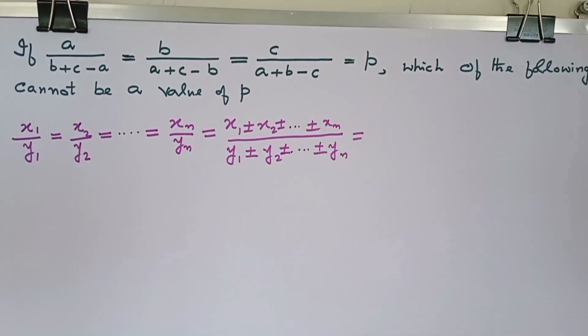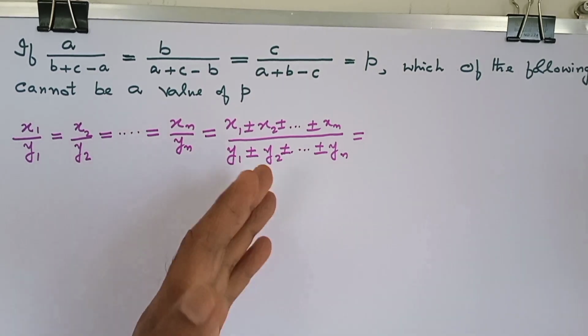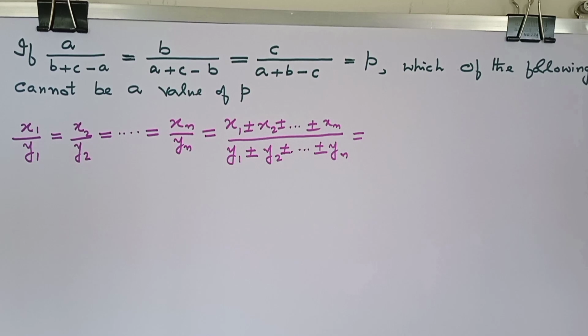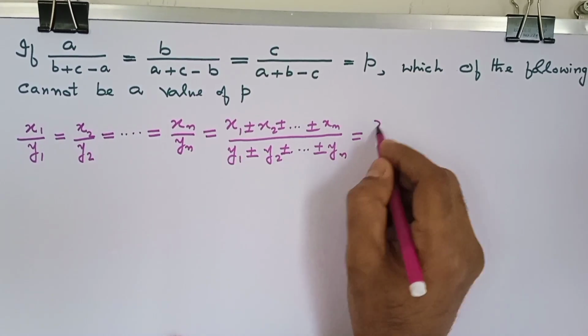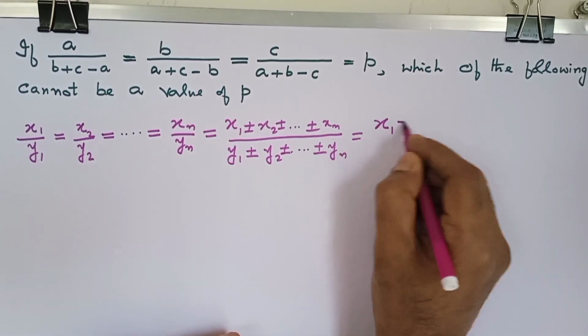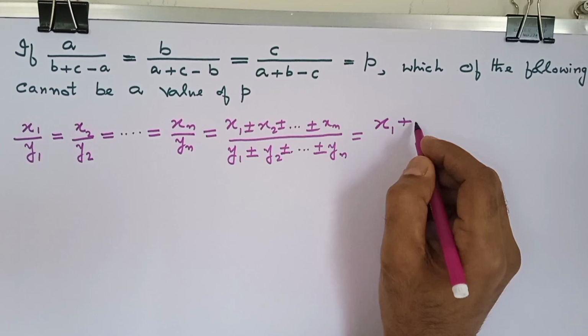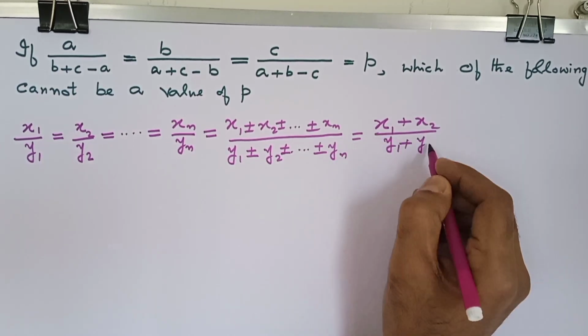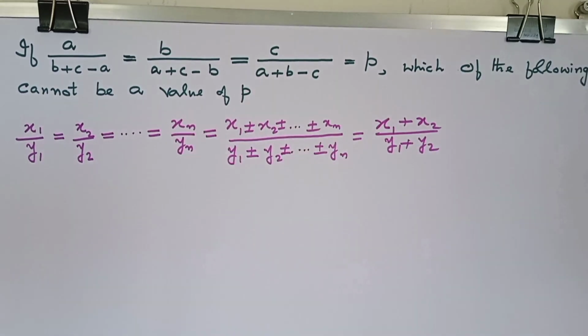Now here I have taken all the numerators and all the denominators. Instead of that, you can choose as many numerators and as many denominators as you want. Supposing I choose just two of them, then supposing I use just a plus only, this you have. That will be equal to this.